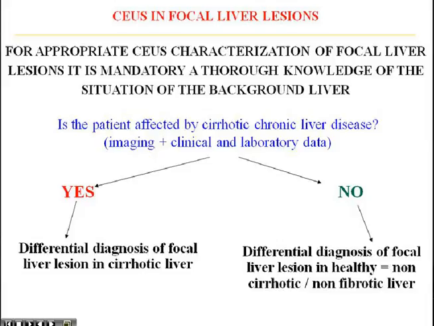So if the patient is cirrhotic, we should fall in the chapter of differential diagnosis of focal liver lesions in cirrhotic liver. If the patient does not have cirrhosis, then it is a completely different chapter: the differential diagnosis of focal liver lesions in what we call healthy liver, which might not be completely healthy, it might be fatty liver, but healthy in this setting means without cirrhosis.